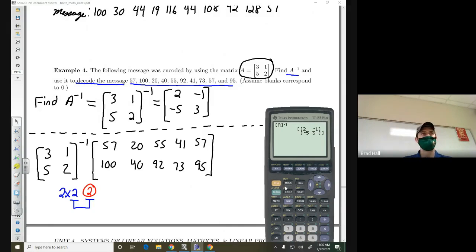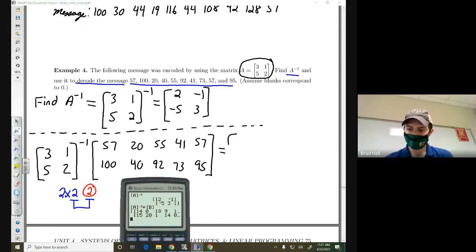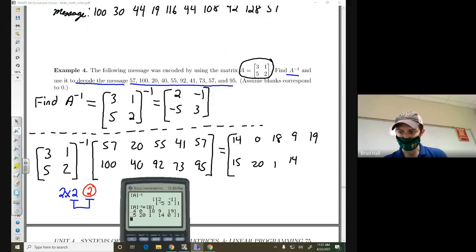I have matrix A stored in the calculator already from when we found the inverse. And now what we're going to do is call matrix A. We're going to apply its inverse, because we are decoding, times matrix B. So notice the only difference between encoding and decoding is decoding has the additional inverse symbol. So we get 14, 15, 0, 20, 18, 1, 9, 14, 19, and 0.